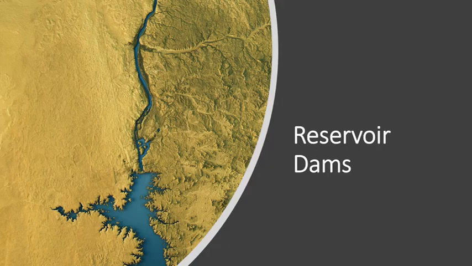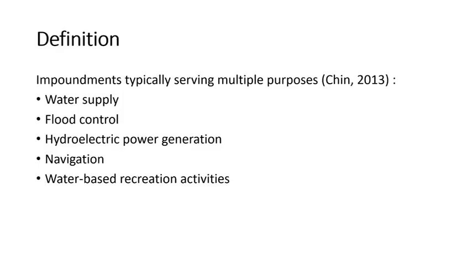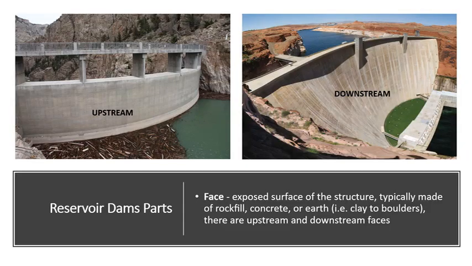Now moving first to the reservoir dam. These are structures or impoundments with multiple purposes such as water supply, flood control, electricity generation, navigation, and recreation. To be more familiar with the dams, these are the different parts.